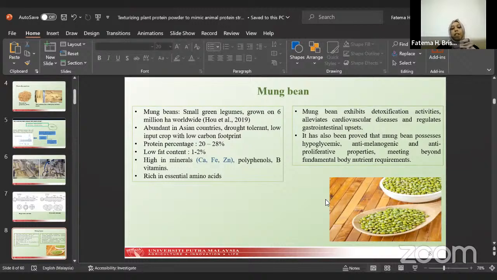So in Asia, and especially in Malaysia, we have a lot of these mung beans. They have good protein content, and the good thing is the fat content is very, very low, 1 to 2%. So we do not need to extract the fat, and we can save and cut down some of the production cost. And apart from this basic nutritional factor, we have some extra benefits, that is the detoxification activities, and then reduction of cardiovascular disease and many more things. So basically, they are more than fulfilling our daily nutritional requirements.